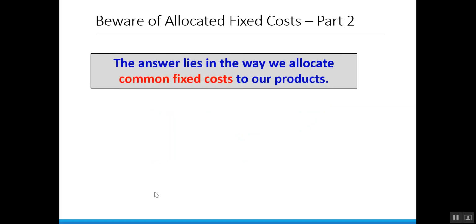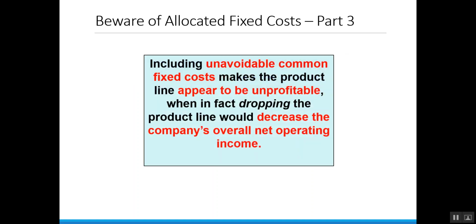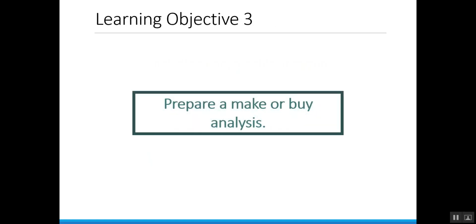And that's what common fixed costs are. We looked at the common fixed costs in chapter 6 when we did a segment analysis. If we have unavoidable common fixed costs, they may make the product line look unprofitable, but in reality, dropping the product line would actually decrease the overall net income because we lose that contribution margin. It helps cover some of these common costs.